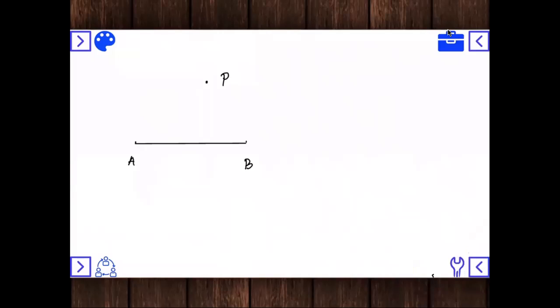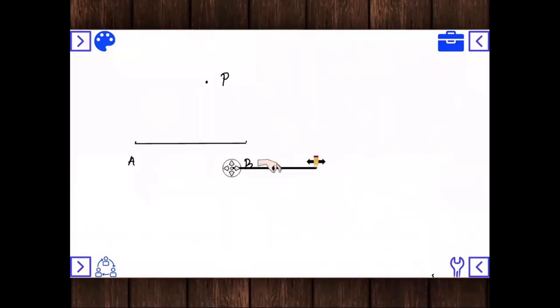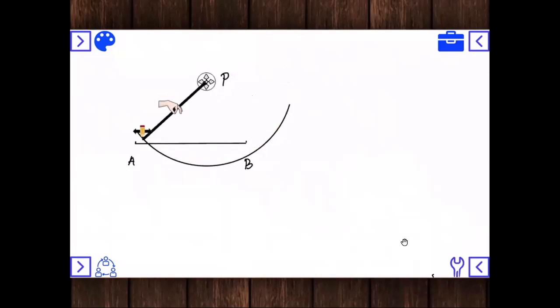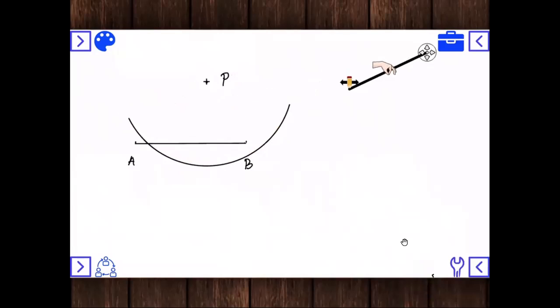Okay. So the first step, we use a compass. The first step, we put the compass on the point P with a suitable radius, draw an arc to cut AB at 2 points C and D. So let's use this radius. Okay. AB is not long enough, so let's try to extend this.